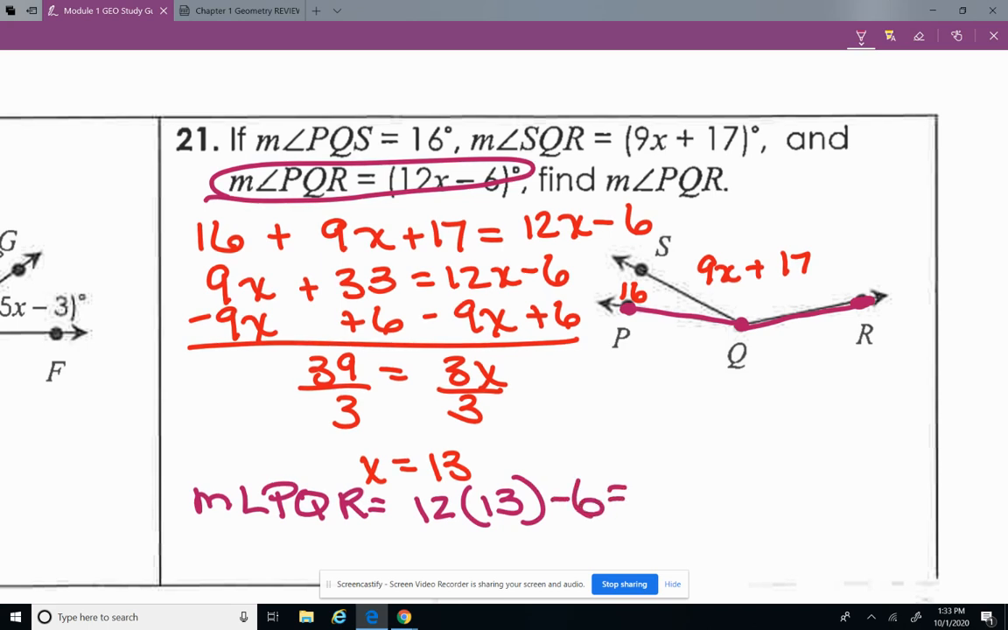Now I'm going to pause just for a minute because a lot of the time I don't give you time to pick up a calculator. So go ahead and do 12 times 13. You should have got 156. And then when you subtract 6, you should have got 150. Now we're doing angles, so I have to put the little degree sign right there. Before we were just measuring and doing segments.